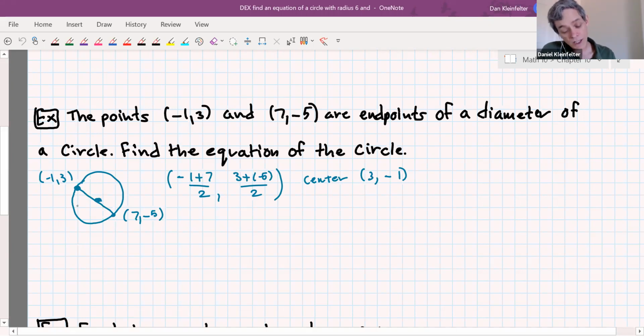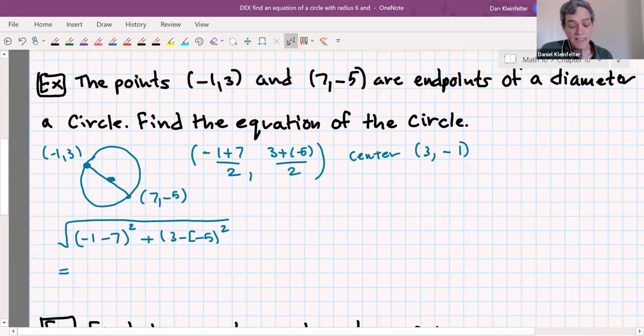Okay, so changing x, we'll say -1 minus 7. We'll square that. Then changing y, 3 minus -5. We'll square that. We'll need to take the square root of that. Okay, we're working on getting the radius. This calculation will give us the length of the diameter. -1 minus 7 is -8. -8 squared is 64. 3 minus -5, that's the same as 3 plus 5. 3 plus 5 is 8. 8 squared is 64.